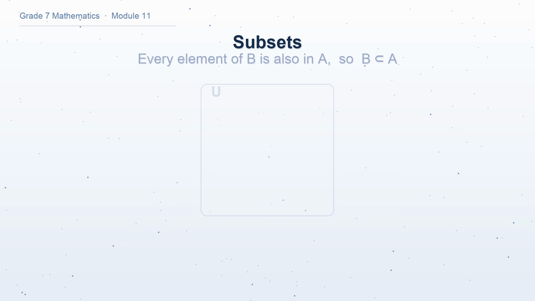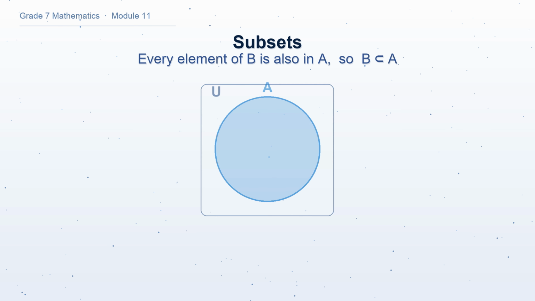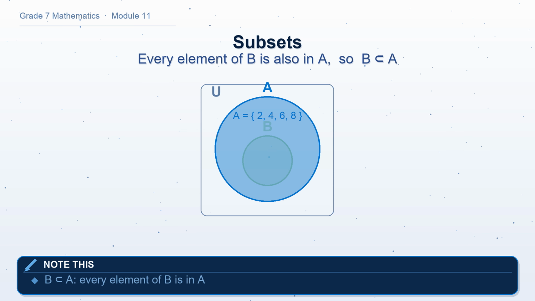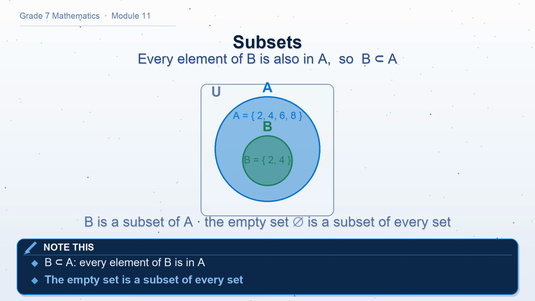Sometimes a whole set fits inside another. Suppose A is {2, 4, 6, 8}, and B is just {2, 4}. Every element of B is also an element of A, so we say B is a subset of A. In the diagram, the circle for B sits completely inside the circle for A. Two special sets are worth remembering. The empty set, which contains nothing at all, is a subset of every set, and every set is a subset of itself. Now let's see what happens when two sets only partly overlap.